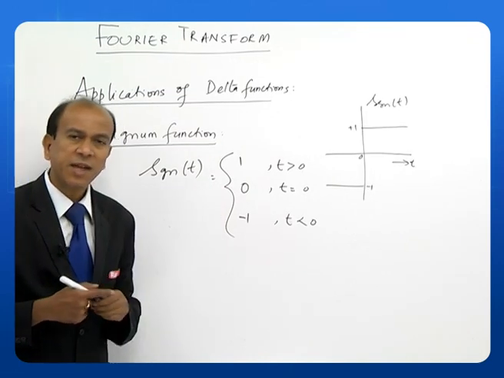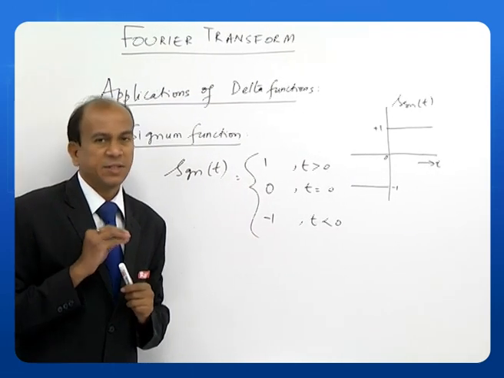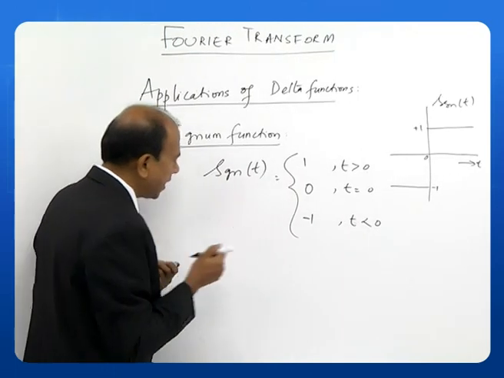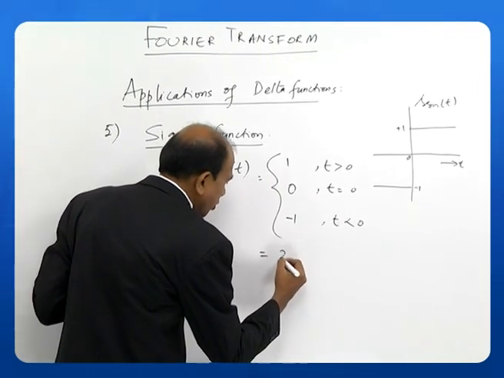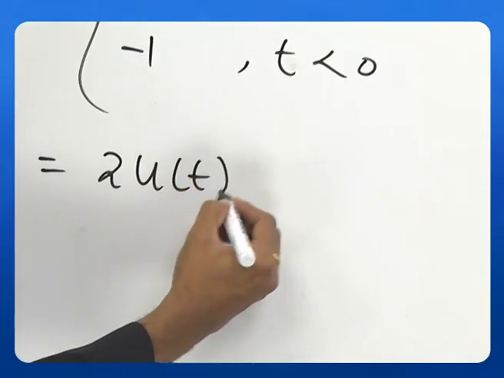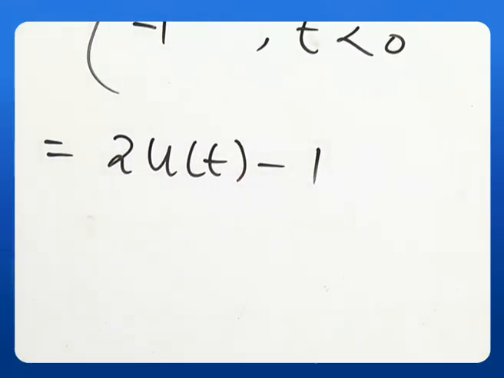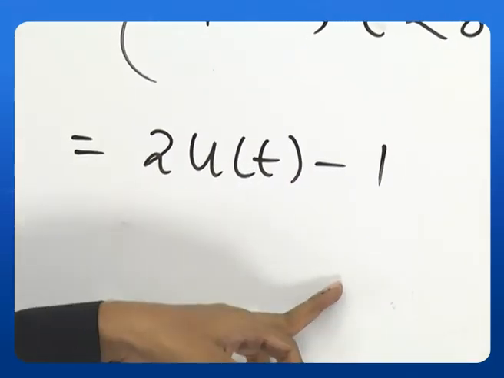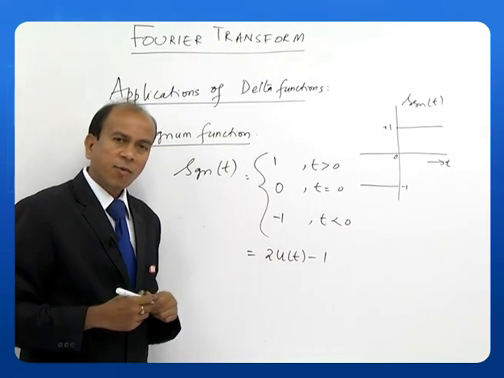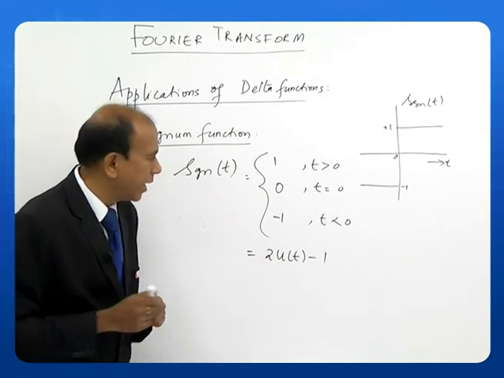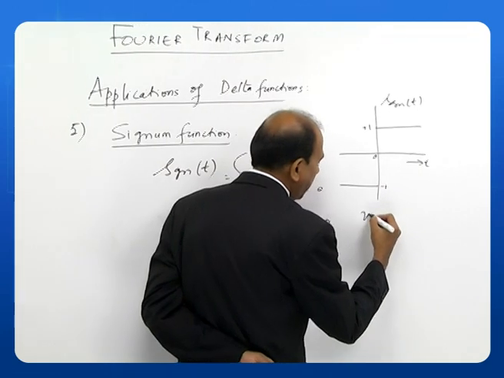So, a signum function can be represented in terms of a unit step function. So, how is that? I can write this as 2 u of t minus 1, is it not? 2 of u of t minus 1. So, I want to write this down in terms of frequency domain. Earlier we have seen what is u of t equal to?